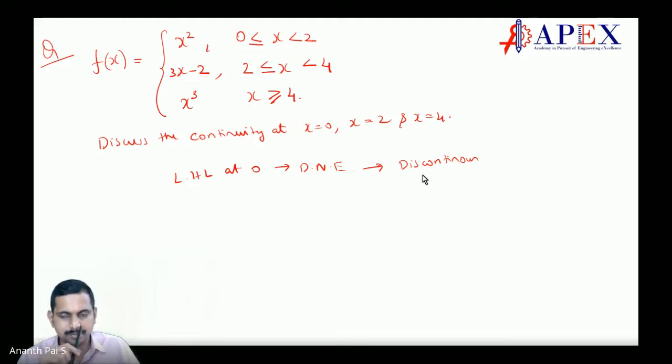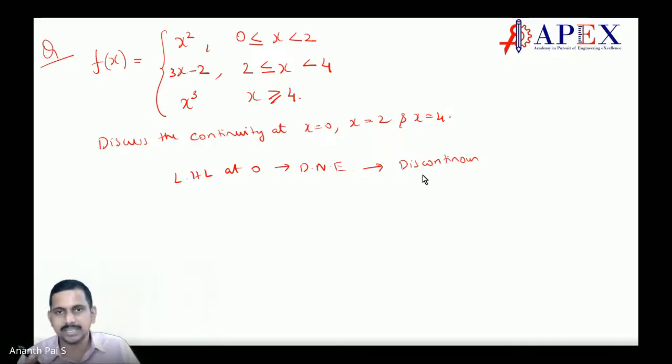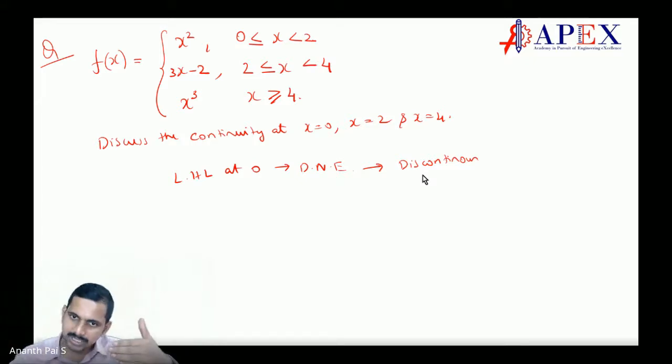Very correct. So similarly, if either the LHL or RHL is not defined, like the function is not defined, then the limit does not exist, and it's discontinuous. Exactly, correct. It has to be defined from the left hand side, the right hand side, as well as at that point.